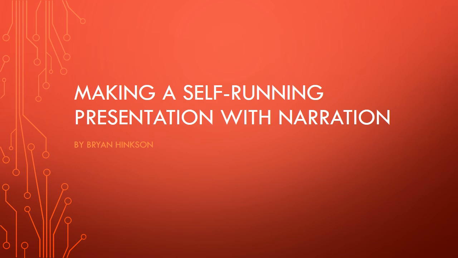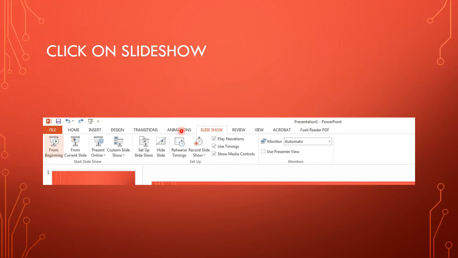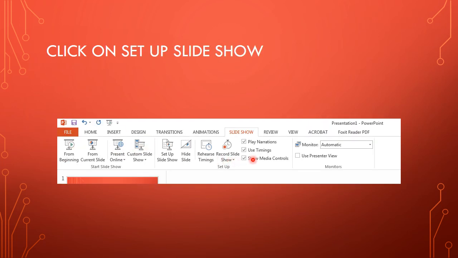Okay, I'm going to show you guys how to make a self-running presentation with narration and what you need to do. After you've created the slideshow, you click on the Slideshow tab at the top here. You're going to see a couple options here. You're going to click on Setup Slideshow, which is right here. And this gives you a couple options.